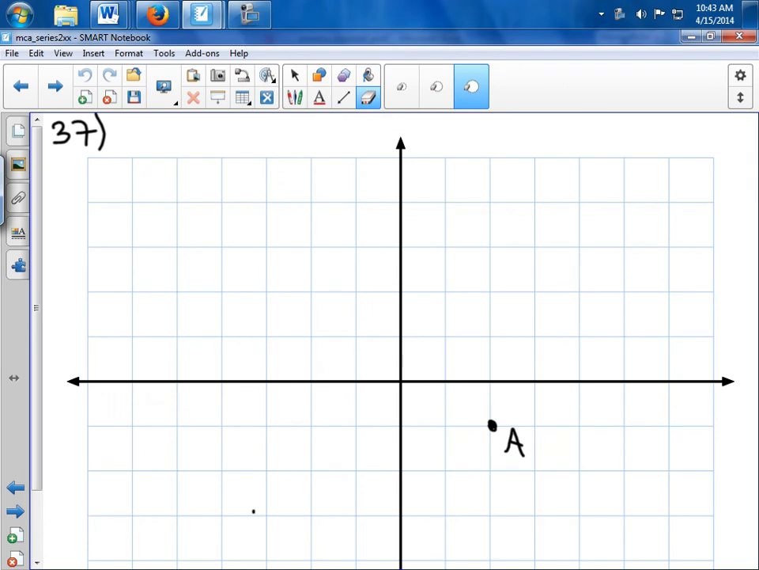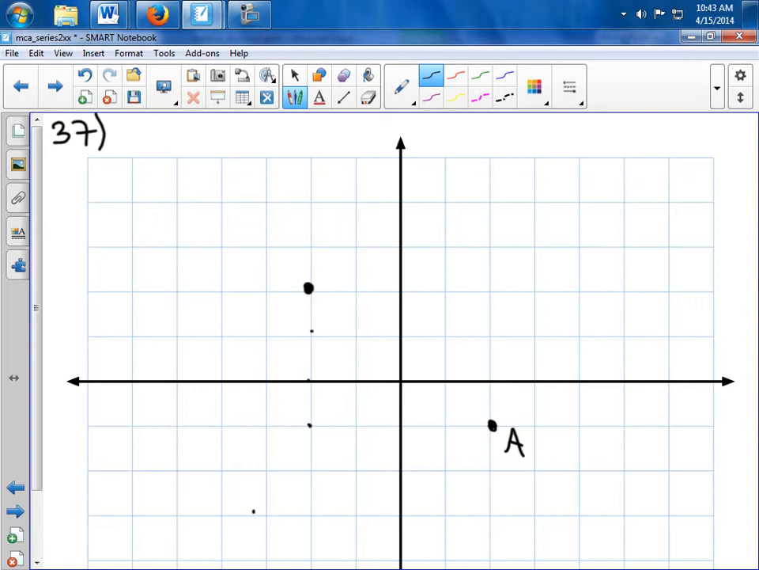Question number 37. The point A, right over here, is translated to the left 4 units and up 3 units. So we're going to the left 1, 2, 3, 4. And then we're going up how many? 3. 1, 2, 3. Okay? This would be your new point.